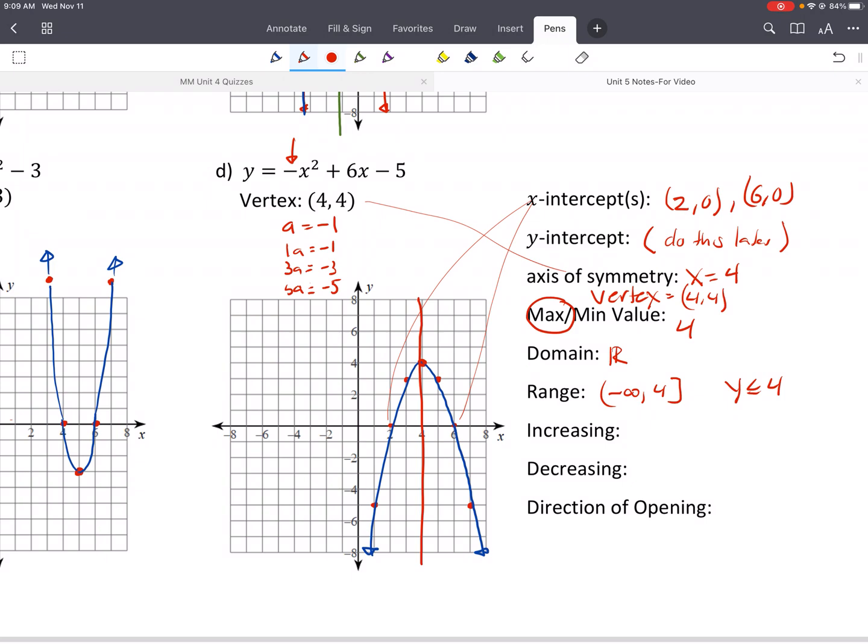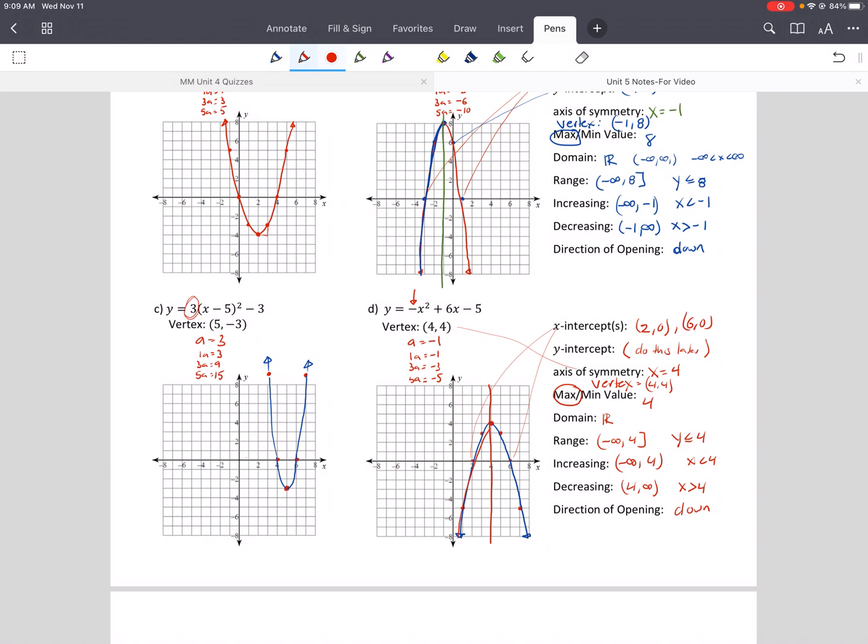Increasing, for this one, would be the left side. So that would be from -infinity to 4. Or you could say all x values less than 4. And then decreasing would be 4 to infinity, or all x values greater than 4. And the direction of opening would be down. All right, sorry about that mistake. So if you have any questions, let me know, and we'll see you later.